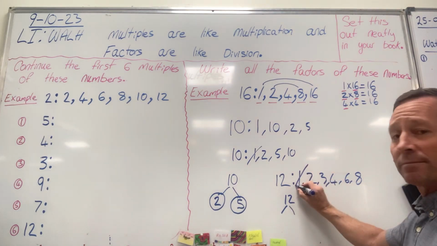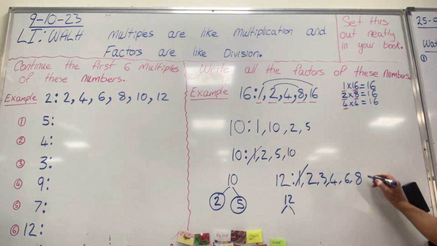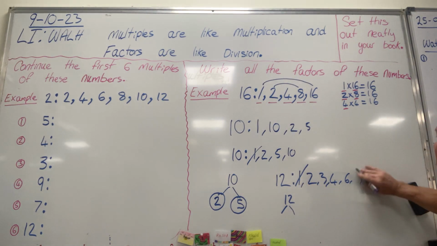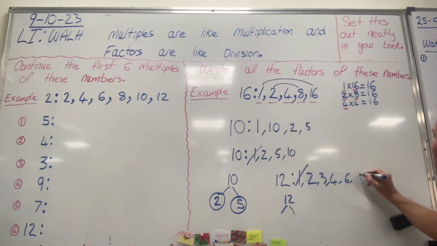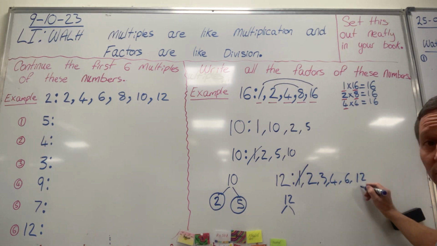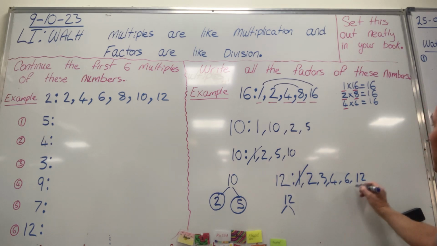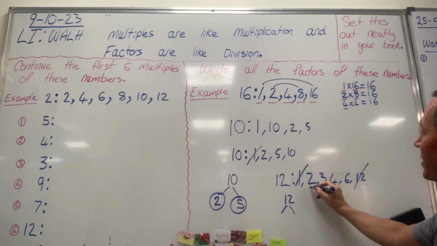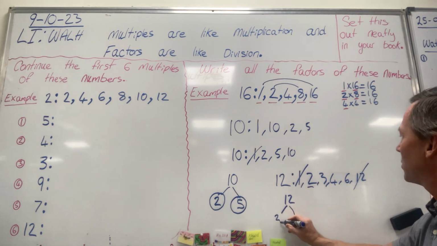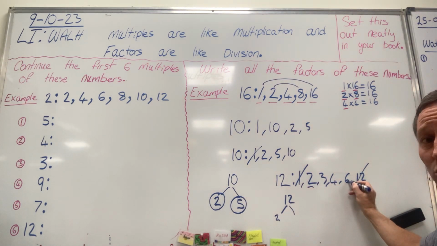I don't use 1, which means, oh, I forgot 12, not 8. 8's not a factor, Mr. Blair. It's 12, not 8. So in this case, we don't use 1 or 12, the biggest or the smallest one. I could either use 2 and 6, because 2 times 6.